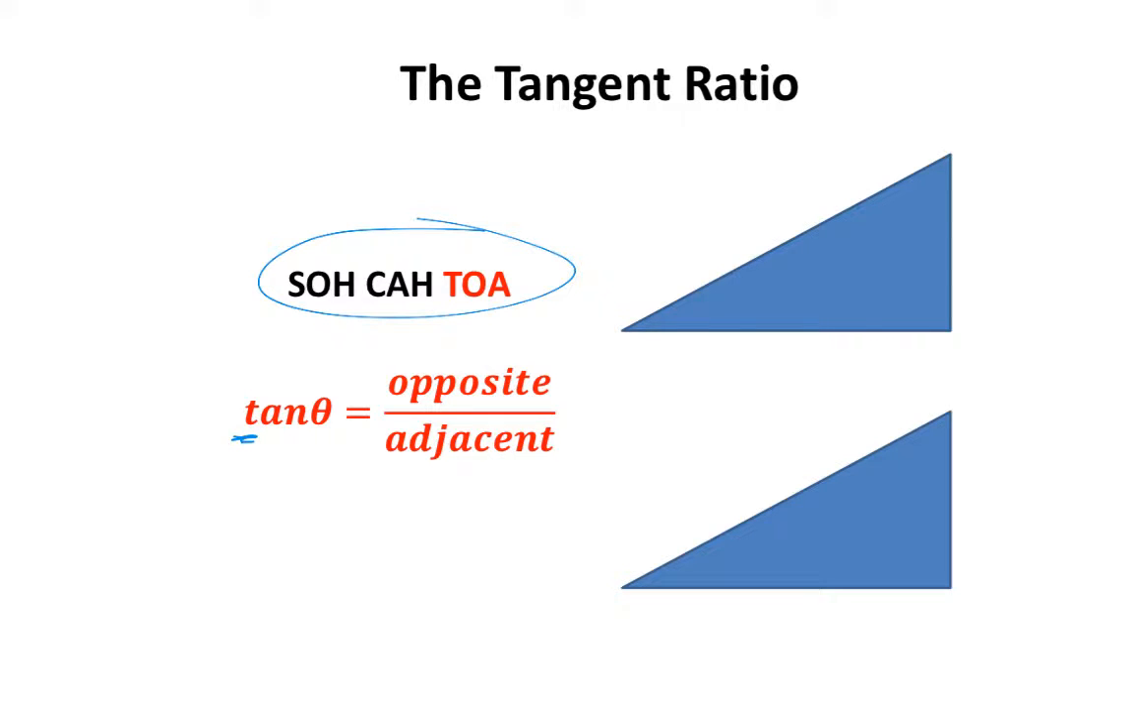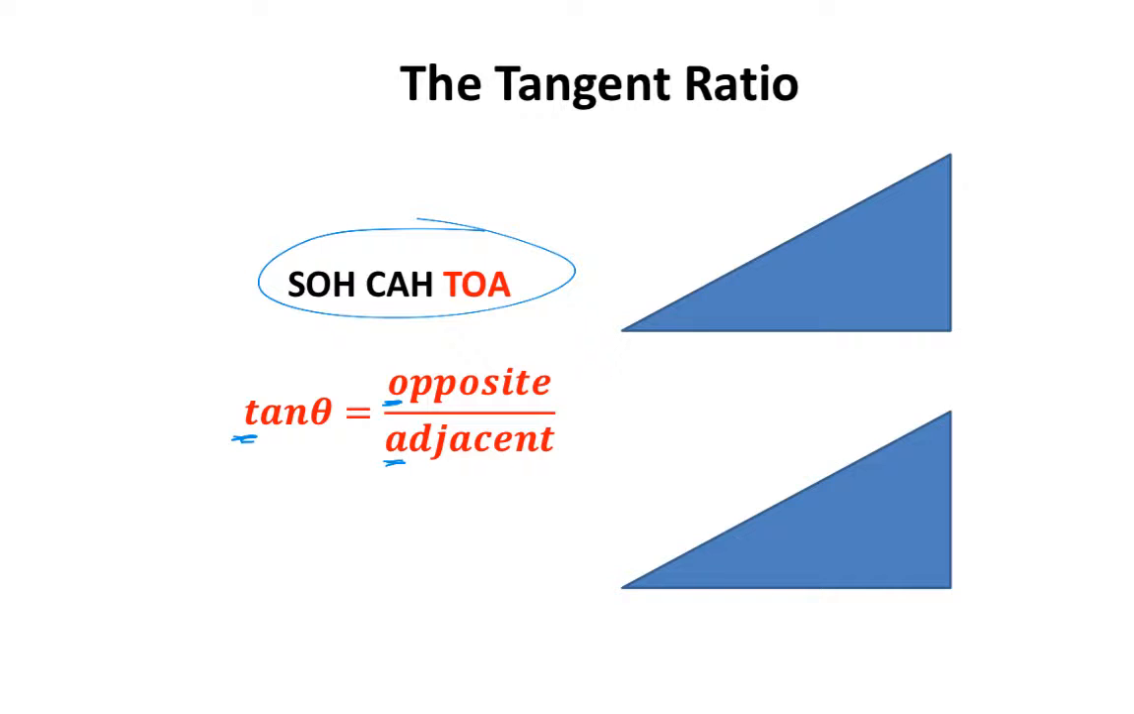Theta is this symbol. It looks like a zero with a line through it. And the O in TOA represents opposite, and the A in TOA represents adjacent. We'll learn about SO and CA in a different lesson. Let's start to unpack the meaning of these different terms.